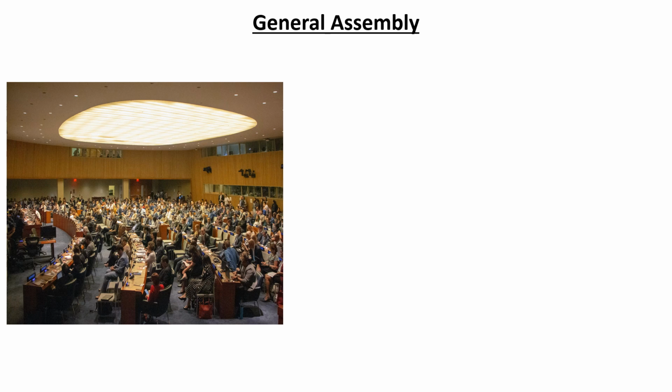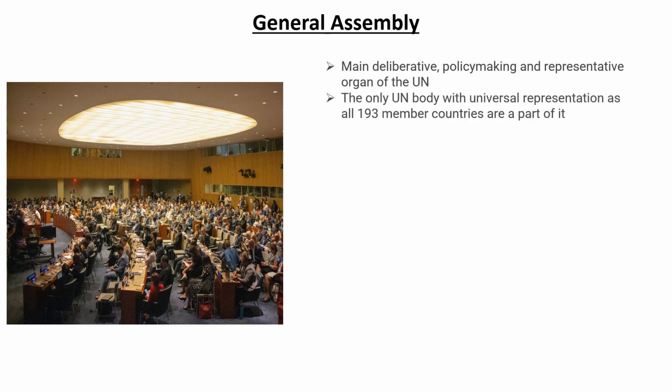So let's start with the first principal body of the UN, namely the General Assembly. It is the main deliberative, policy-making, and representative organ of the UN. It currently has 193 members and is the only UN body with universal representation, as all 193 member countries are a part of it. The Assembly meets annually in September for its general session and debate. These meetings usually run from September to January until all issues have been addressed. The Assembly can also meet for special and emergency sessions.